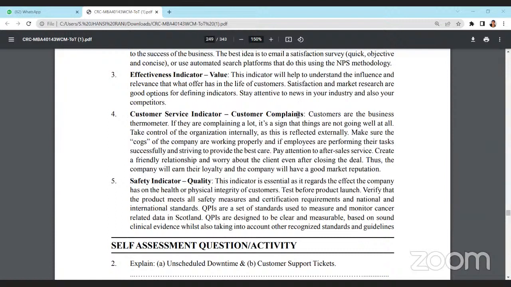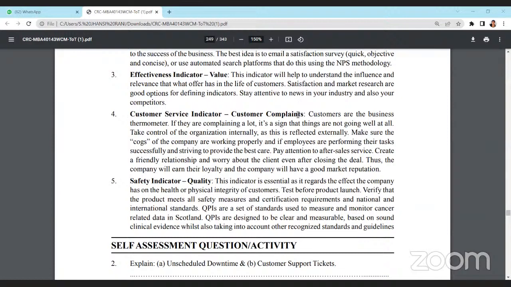Create a friendly relationship and worry about the client even after closing the deal. Thus the company will earn their loyalty and will have a good market reputation. Next is the safety quality indicator. This indicator is essential as it regards the effect of the company on the health or physical integrity of customers, and testing before product launch. Verify that the products meet all safety measures and certification requirements and national and international standards.